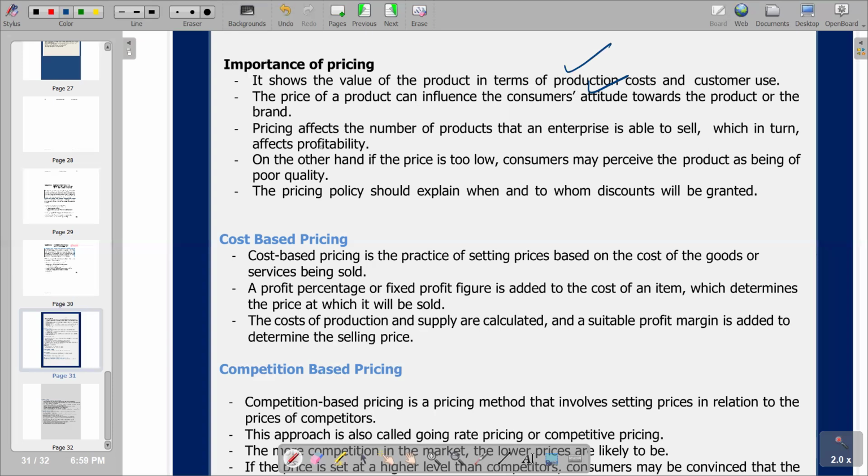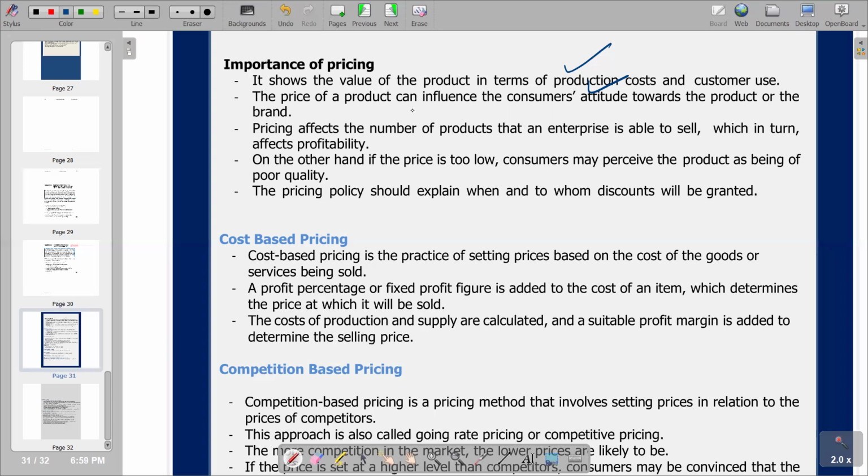Then our third point is saying pricing affects the number of products that an enterprise is able to sell, which in turn affects profitability. Obviously, according to the law of demand, if price increases, the quantity demanded is going to go down. That is a negative relationship between the two variables, that is, between the price and quantity demanded. If price increases, quantity demanded will fall. So this is what the point is trying to illustrate by saying pricing affects the number of products that the enterprise is able to sell.